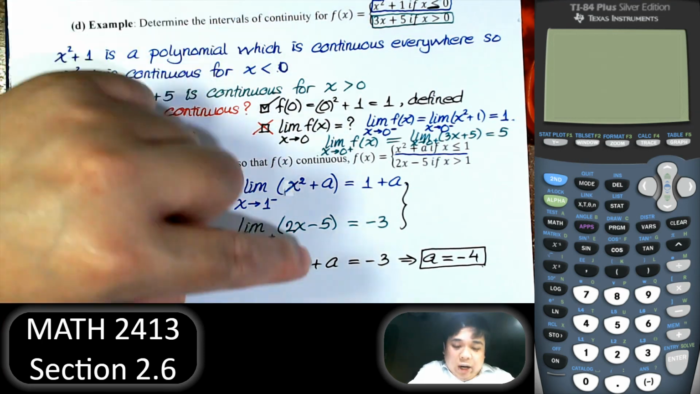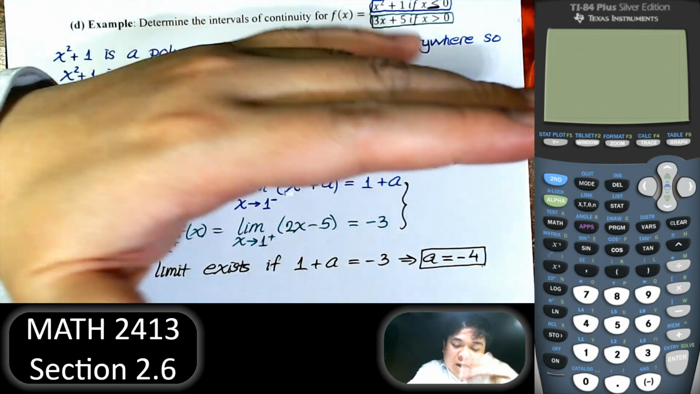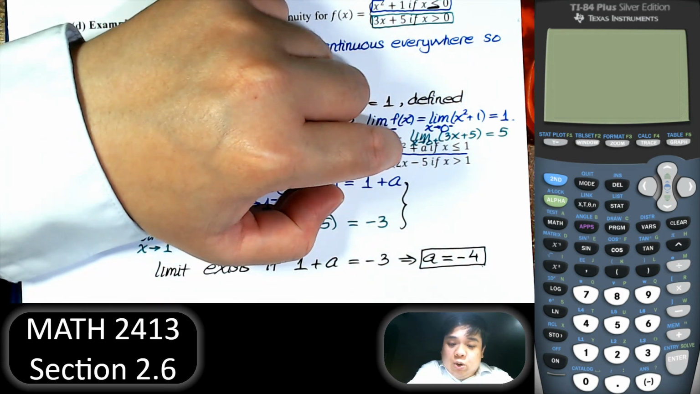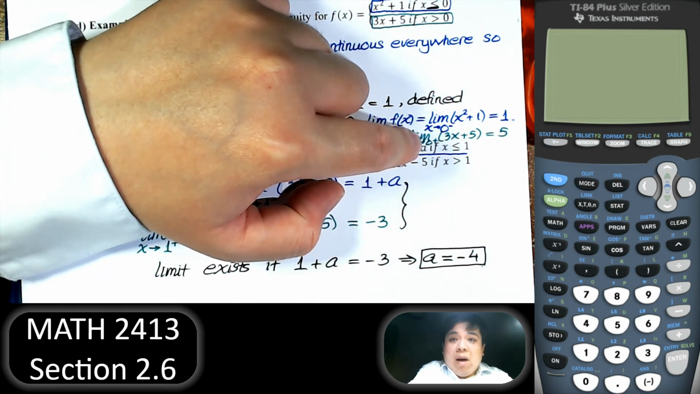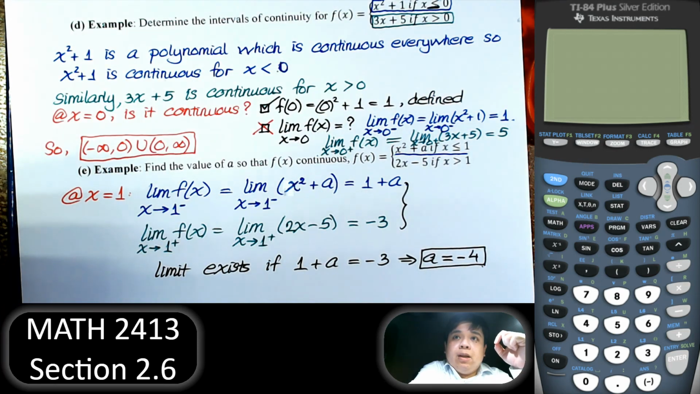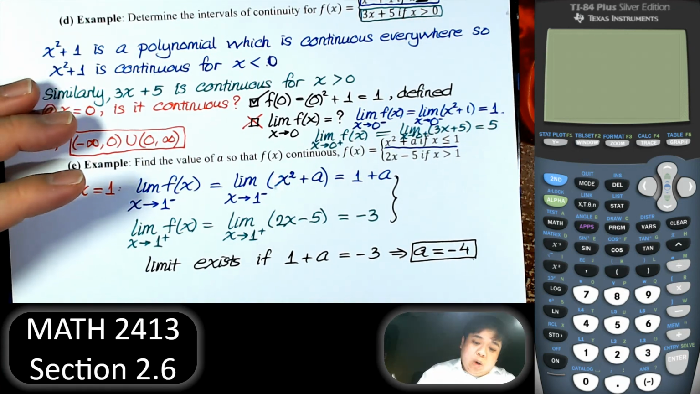So when a is equal to negative 4, the limit exists, and for other values of a, it doesn't matter. When a is equal to negative 4, the value of the function is 1 minus 4, which is minus 3, and equal to the limit. So let me just write this in conclusion.